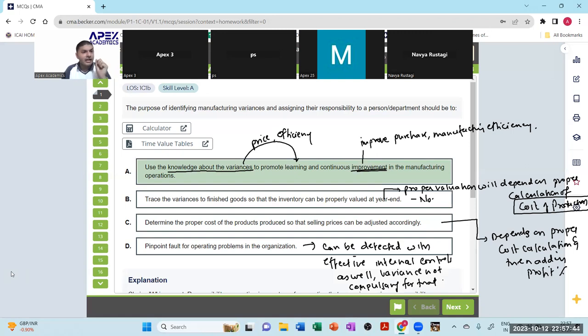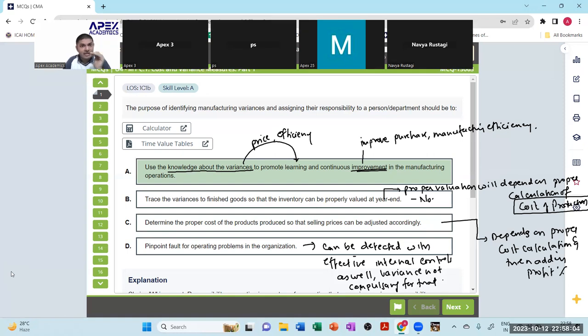See, anybody will feel, if I know the variance is better, I can price my goods better. No, you can price your goods better when you know the proper cost of production. You don't need variance for that. Variance helps you to bring about efficiency. For efficiency, you need variances, not for costing. Variances are to do operations properly. Am I clear about this? Does everybody understand this concept? Yes or no? Yes, sir.